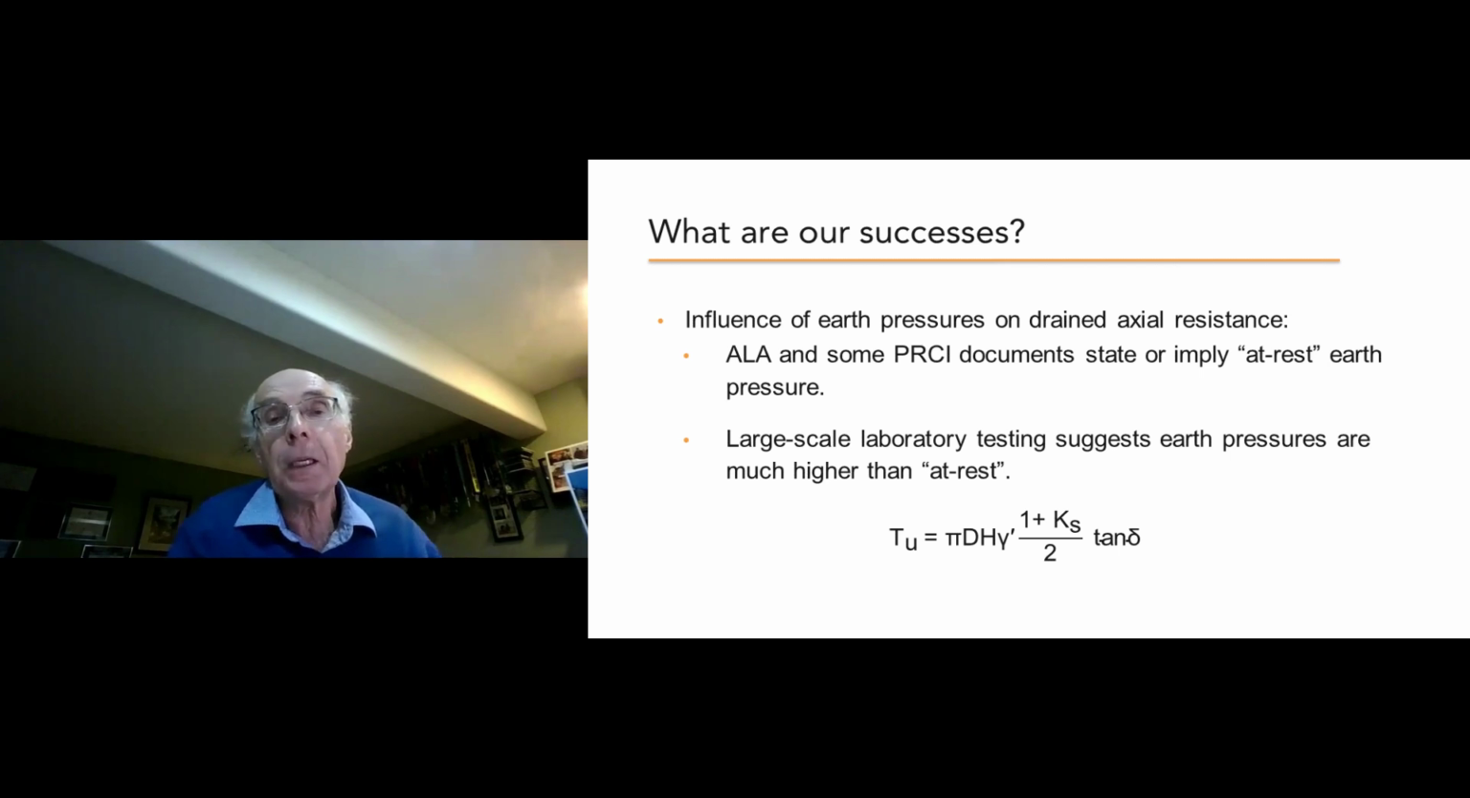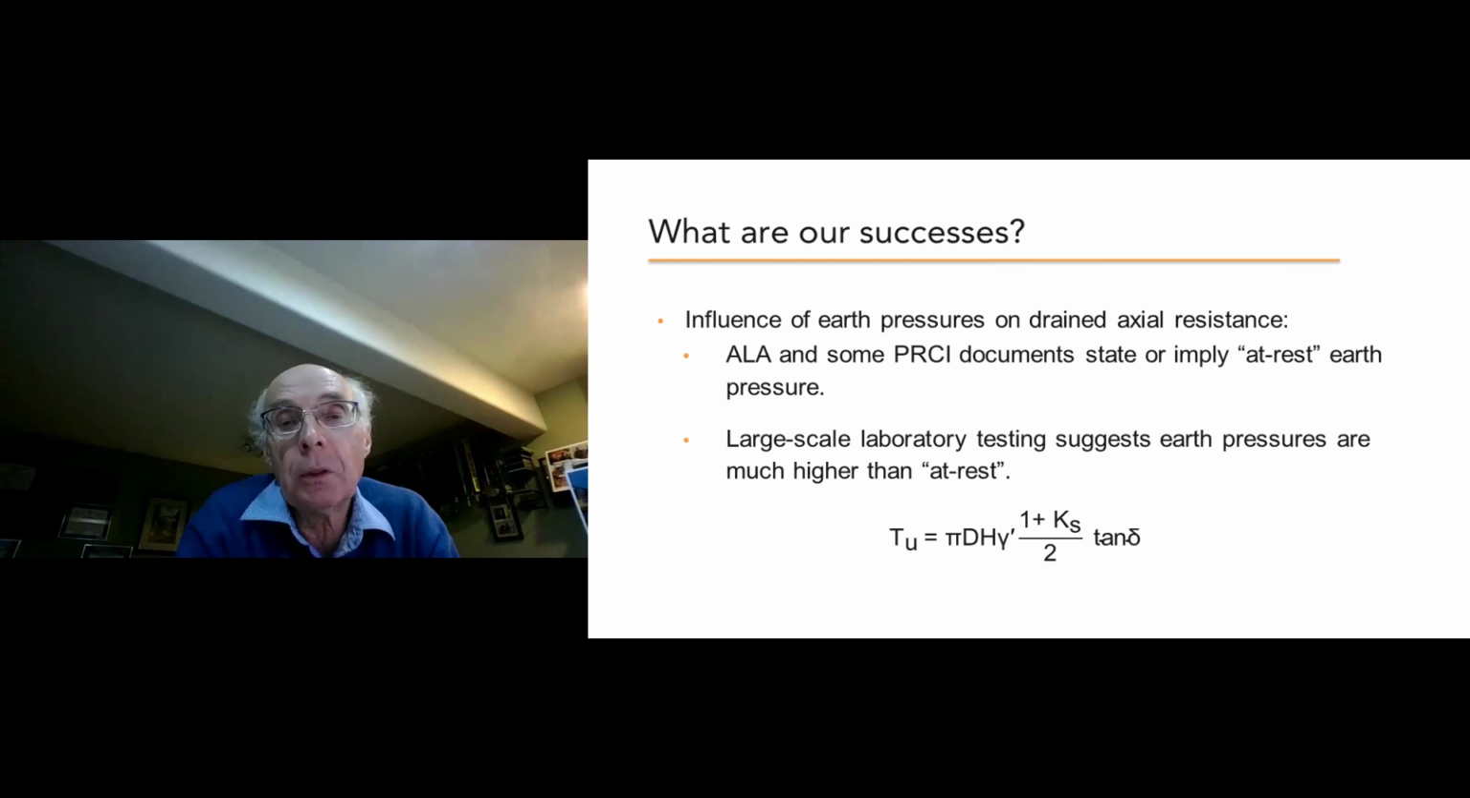The equation we show here is the equation for the axial resistance under drained loading, and it is equal to pi D H gamma prime. So that's the diameter multiplied by the depth of burial and the soil unit weight. So that gives you essentially a vertical load acting on the pipe. Then (1 plus Ks) divided by 2, and that represents the average earth pressure acting around the pipeline, and then multiplied by tan delta, which is a function of the friction angle of the soil.